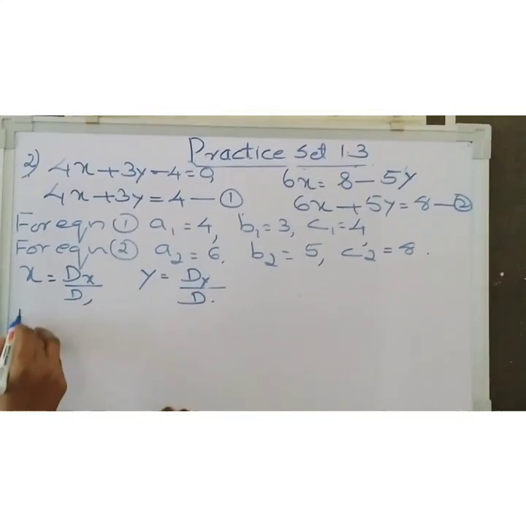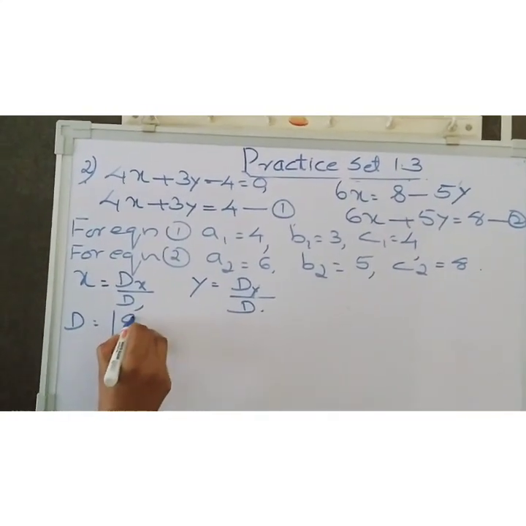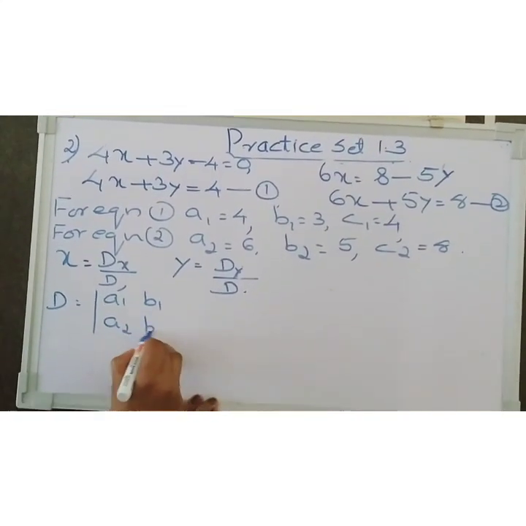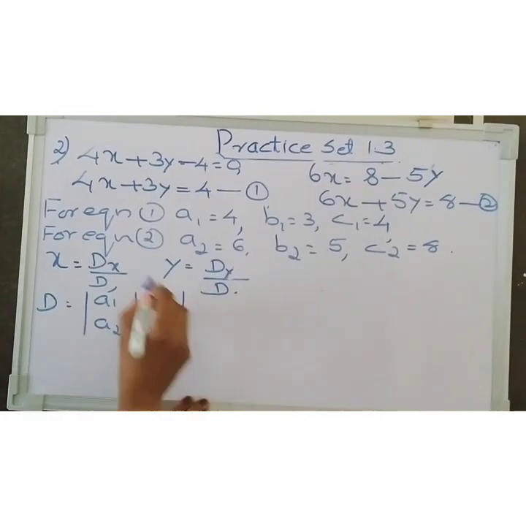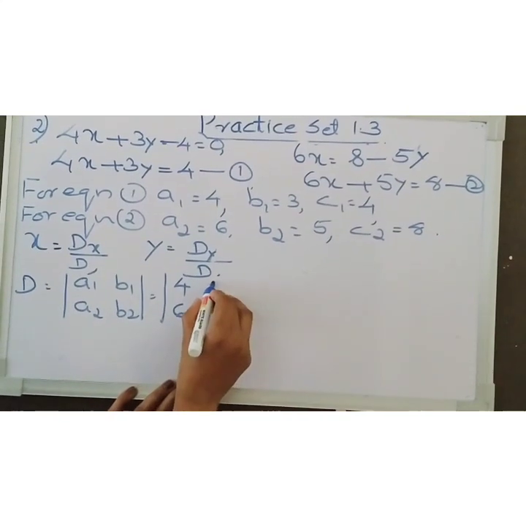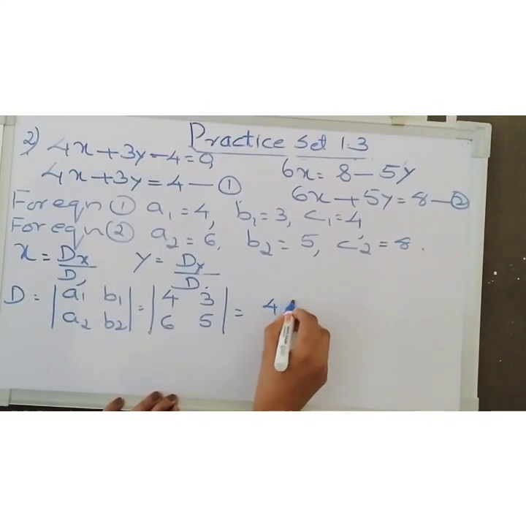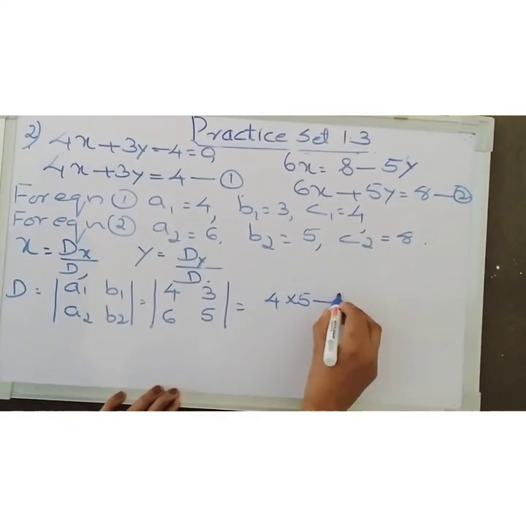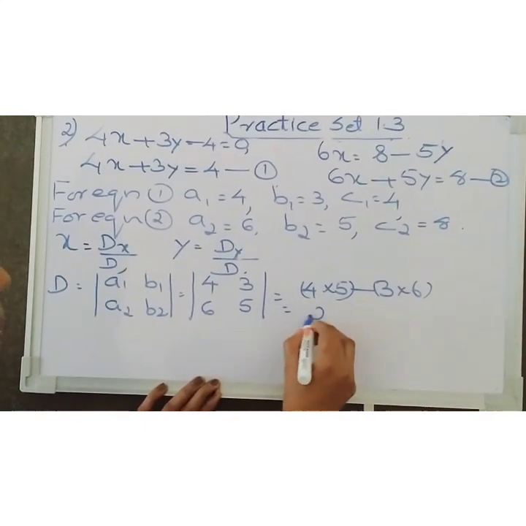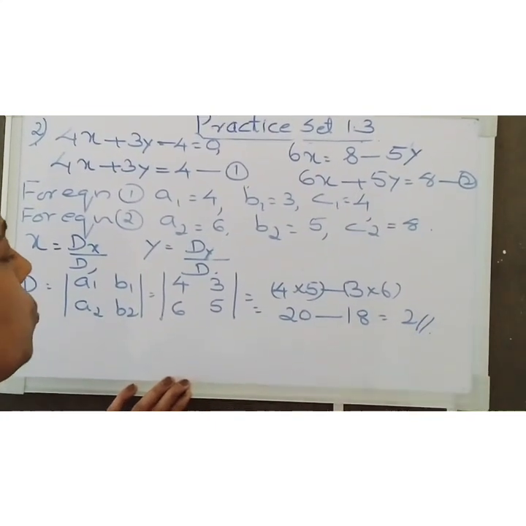Then first to find what is d. D is equal to the determinant of a1, a2 and b1, b2. That is the determinant of 4, 6 and 3, 5. 4 into 5 minus 3 into 6. 4 5s are 20, 3 6s are 18, value is 2.